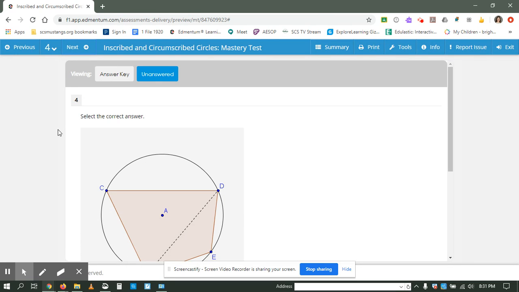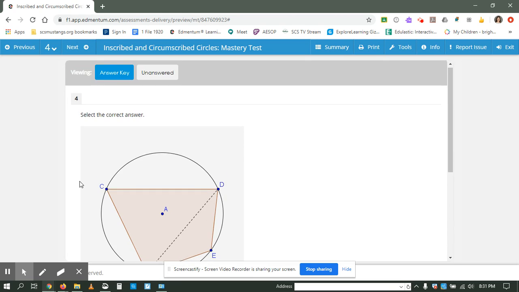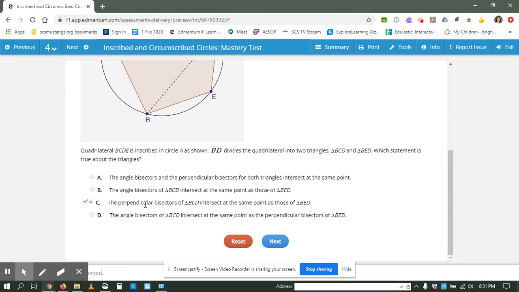Looking at 4. 4 is the perpendicular bisectors of triangle BCD intersect the same point as those of triangle BED, or C.